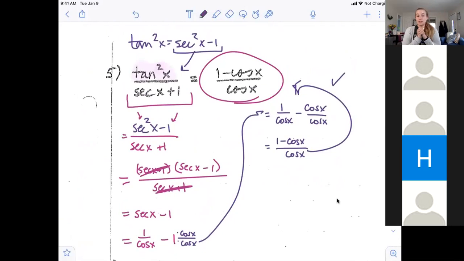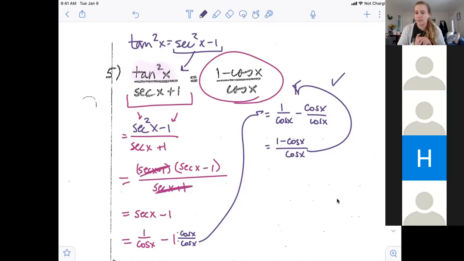So again, all we've been doing is using our Pythagorean identities. We're substituting, we're factoring, we're substituting our secant x with 1 over cosine as our reciprocal identity. We're getting like denominators. Literally all of these steps are algebra. I'm just using sine, cosine, secant in order to confuse us.